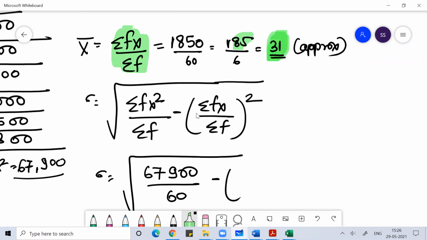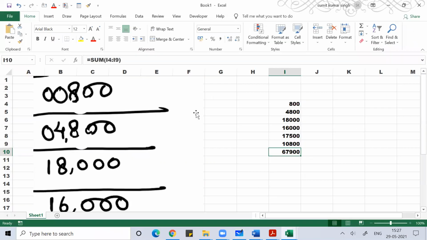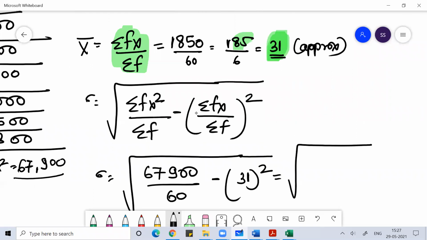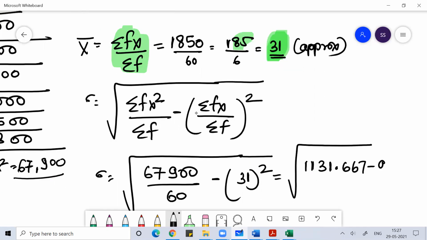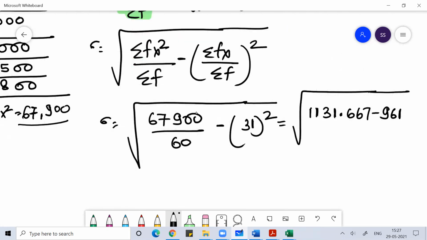31 square is 961. So I can write 31 directly. This is 67,900 divided by 60, which gives 1131.667, minus 961. So you can find the square root of this. That will give you the standard deviation.